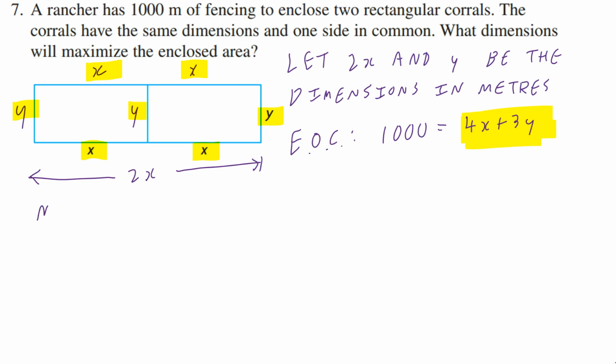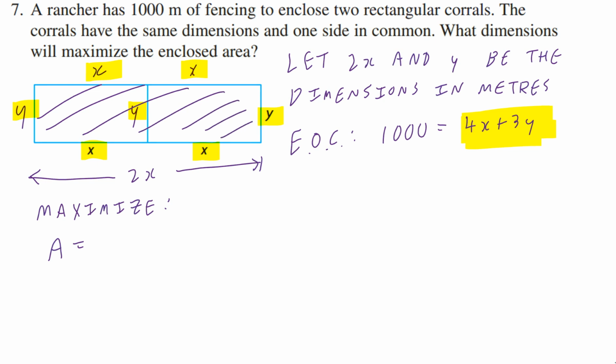Now, our goal is to maximize the area. And again, if you think about this, the area is given by the length times the width. The length is going to be 2x and the width is going to be y. So the area equals 2 times x times y. Now be mindful here, you have to express area only in terms of x or only in terms of y.